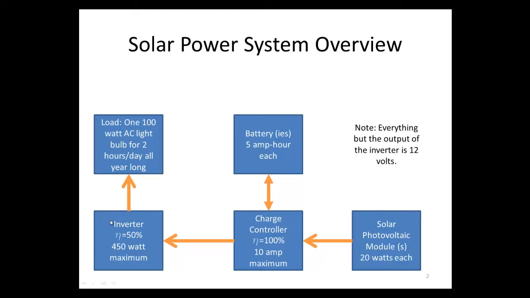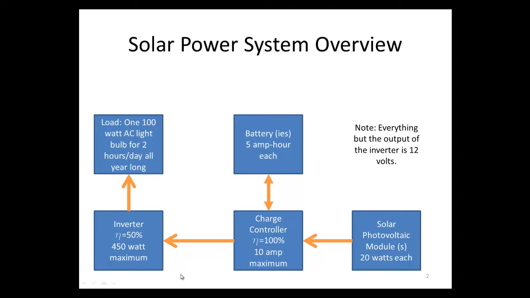Then we have an inverter. What an inverter does is it takes DC electricity and converts it to AC electricity, and it loses some electricity along the way. So we're going to assume that our efficiency is 50%. Efficiency a lot of times is labeled with a Greek letter called eta, so whenever you see eta, think efficiency. And our inverter has a maximum power rating of 450 watts, so we'll have to take that into account.